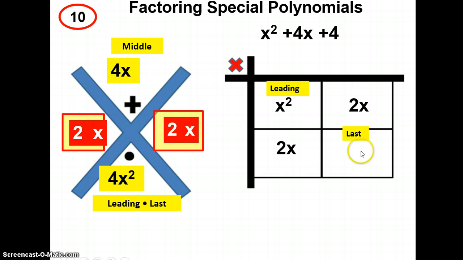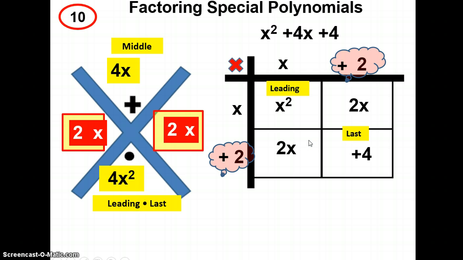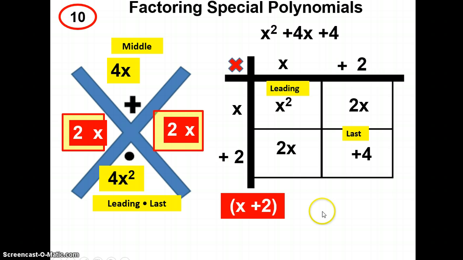Our leading, our last. What do these two have in common? An x. What do these two have in common? 2. What do these two have in common? An x. And what do these two have in common? A 2. Awesome. So my answer is, by the way, do I need to put any negatives on either of these 2s? No, because I'm just dealing with positives. So that's x plus 2 and x plus 2. Oh, they're the same.